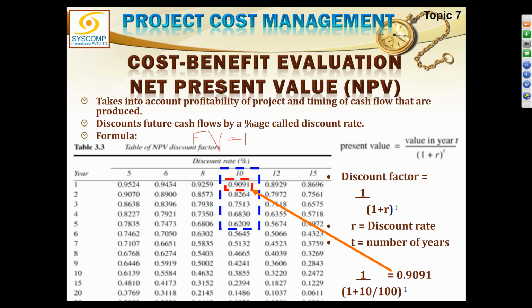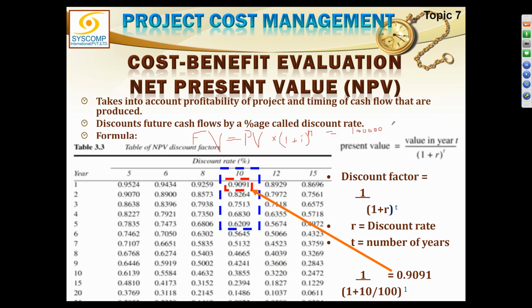The formula for future value would be the present value of the money, which is 1 lakh rupees, multiplied by 1 plus the interest rate, raised to the power of the number of years. This is your interest rate. Do you understand this? So what is our amount? Our amount is 1,00,000.